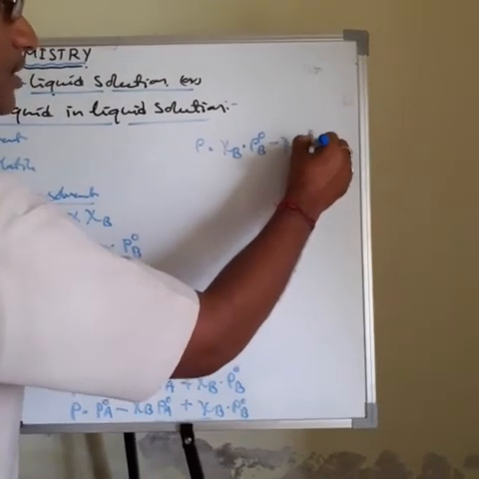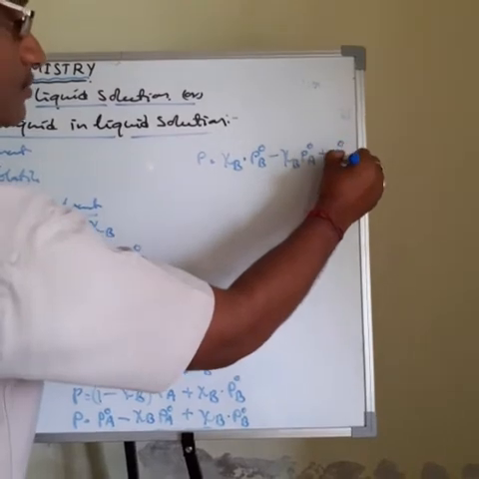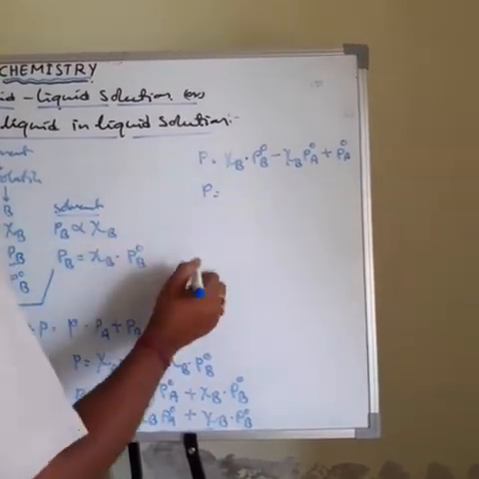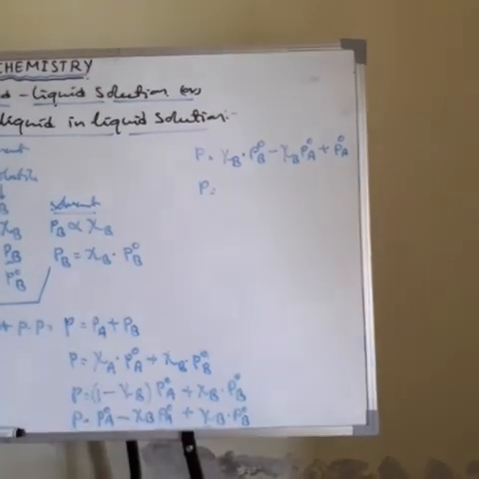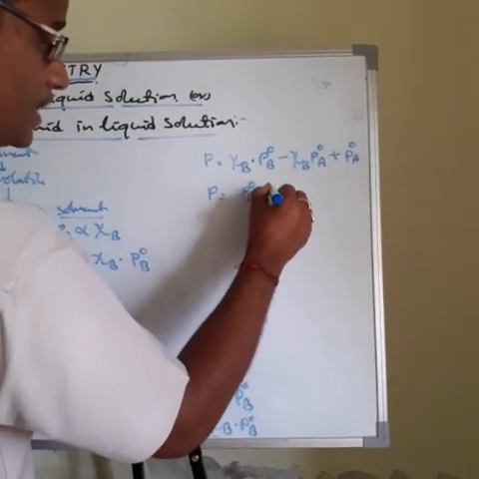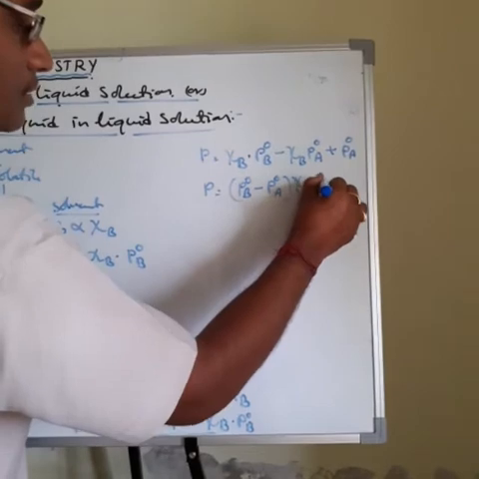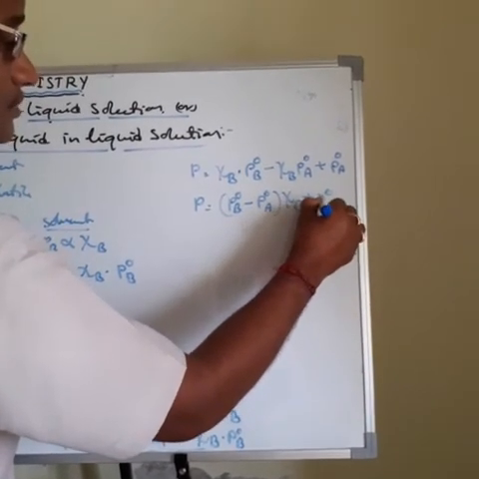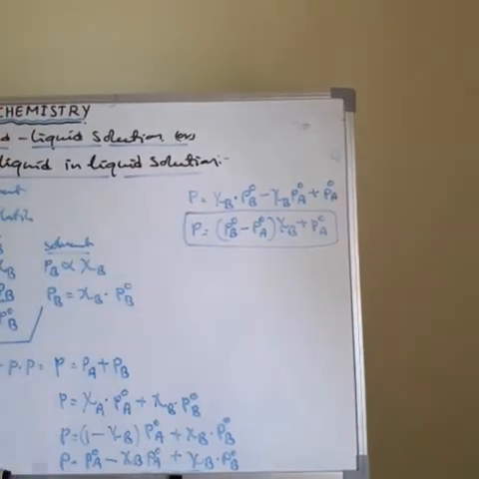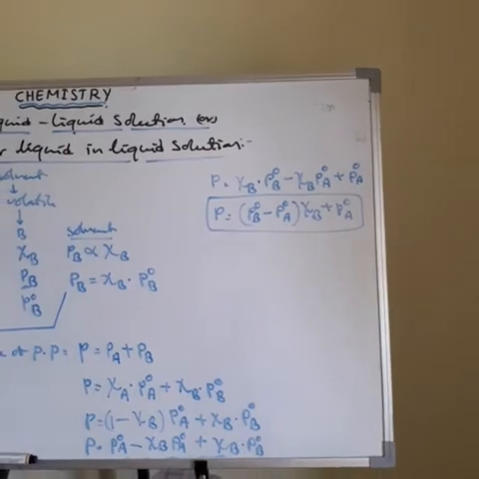Xi B P naught B minus xi B P naught A plus P naught A. So we can write like this. Then the total pressure P is equal to, here xi B is common, so separate the xi B. Therefore P is equal to (P naught B minus P naught A) into xi B plus P naught A. So this is the total pressure of the solution. So this is one of the derivations.